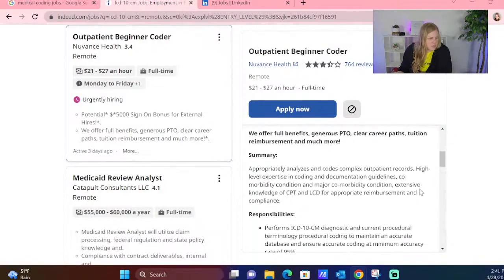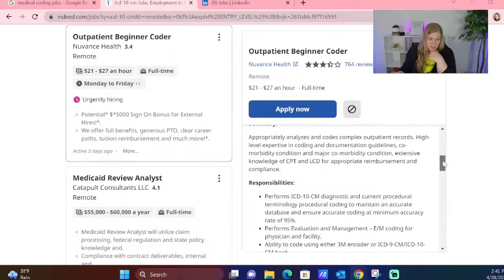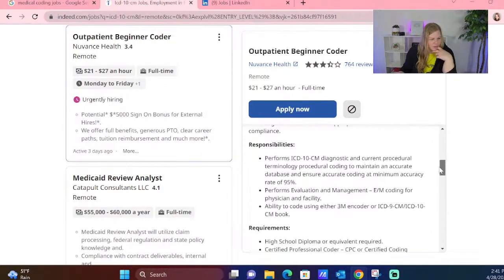Okay. So this one is outpatient beginner coder. So I'm thinking outpatient coding, COC, billing for outpatient facility. Let's see if that's what this actually is. Appropriately analyze and code complex outpatient records. Okay. High level expertise in coding and documentation guidelines, comorbidity, major morbid conditions, extensive knowledge of CPT and LCD. And this was local coverage determinations, right? And appropriate reimbursement and compliance. Okay. Kind of an unusual thing to throw the LCDs in there.